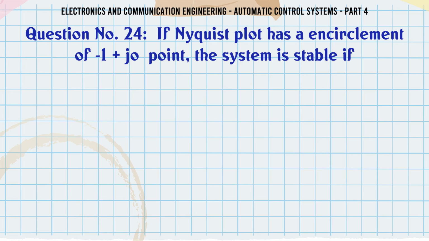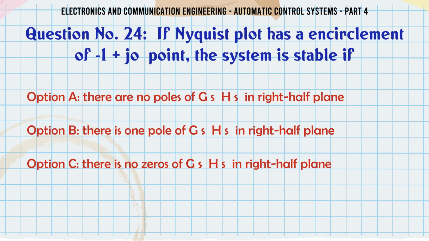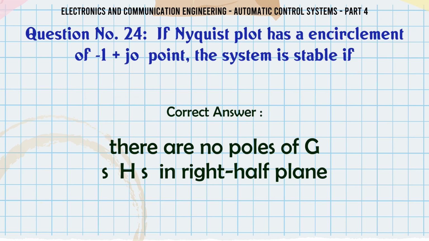If Nyquist plot has an encirclement of the minus one point, the system is stable if: A. there are no poles of G(s)H(s) in right half plane, B. there is one pole of G(s)H(s) in right half plane, C. there is no zeros of G(s)H(s) in right half plane, D. none of the above. The correct answer is there are no poles of G(s)H(s) in right half plane.